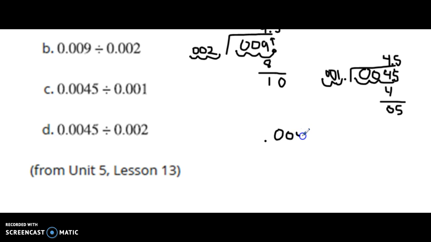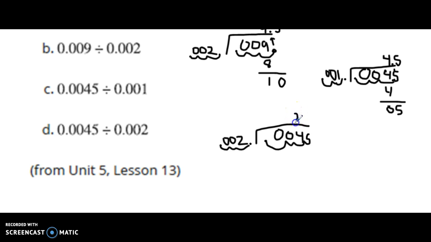0.0045 divided by 0.002. I'm going to move my decimal. 1, 2, 3, I'm left with 2. I have to move it 3 times this way. 1, 2, 3. So I'm left with 4.5 divided by 2.